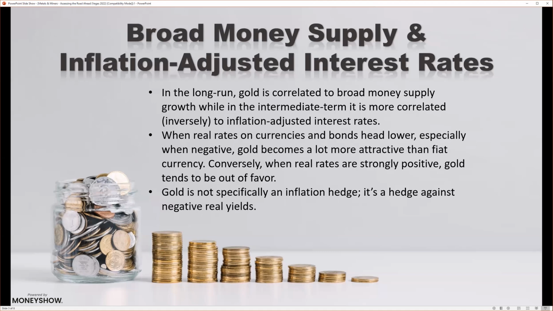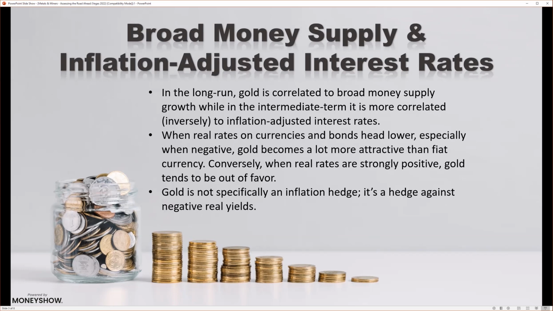Due to this volatility, there are bull and bear markets for gold, which makes sense because there are environments where fiat currency is rather robust and other environments where fiat currency is being devalued. Gold is a zero yielding asset with frictional costs, but whose supply is scarce and changes very slowly. When real rates on currencies and sovereign bonds are heading lower, and especially when they are negative, gold becomes a lot more attractive than fiat currency. Conversely, when real rates are strongly positive, gold tends to be out of favor.